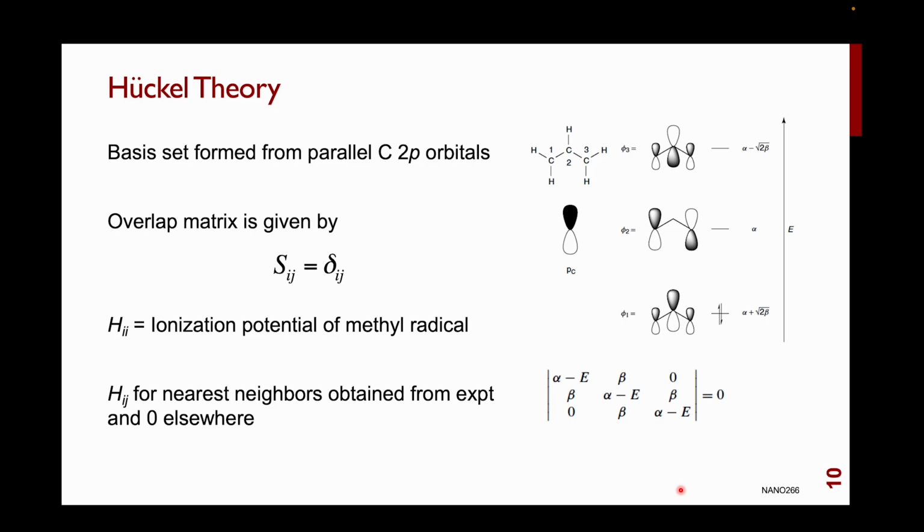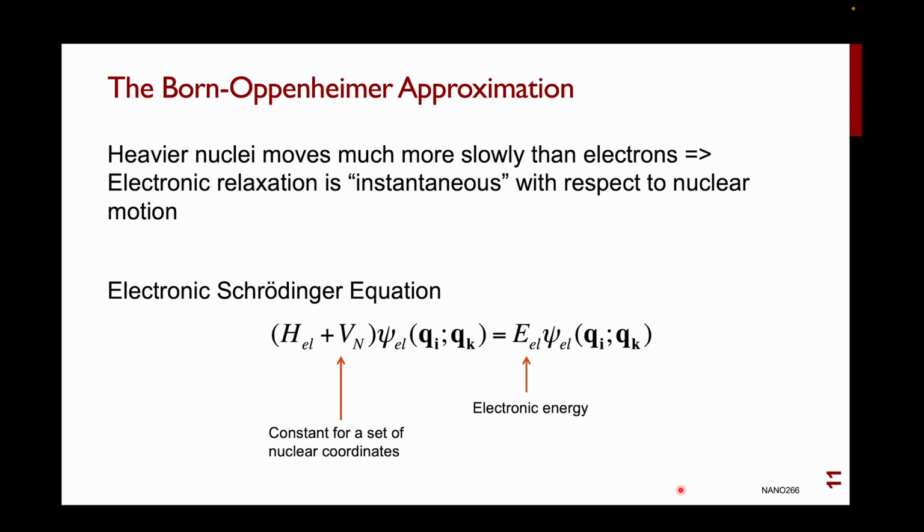Okay, so this is just an example of one of the very simple ways in which people use the secular equation. Okay, now we are actually going to go into something a bit more practical. Nowadays Hückel theory is very seldom used. In order for us to solve that equation, we actually have to rely on one more approximation, which is called the Born-Oppenheimer Approximation.